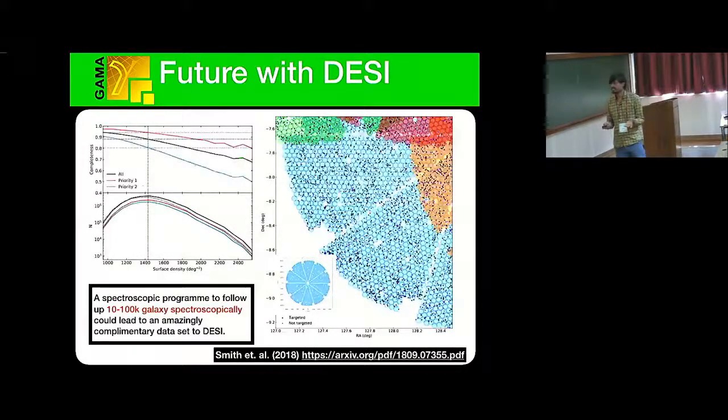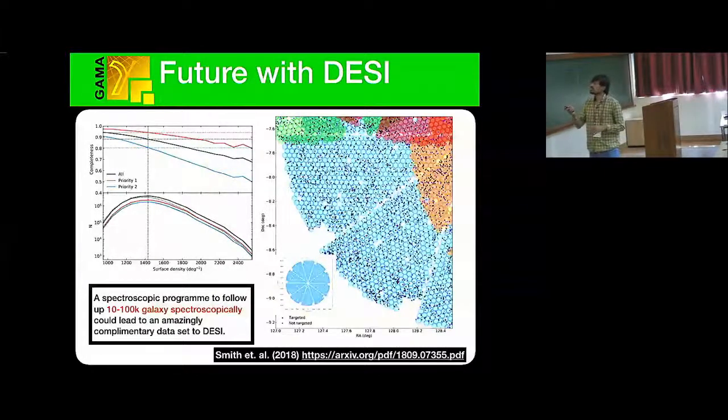So GAMA is a fairly small survey. And what can we do with something like this in the future? The next upcoming spectroscopic survey is DESI, which has 5,000 fibers in its focal plane. And this is just a cartoon for a subsection of that. And the problem with DESI is that it's going to be multiple passes, but it's not many passes.